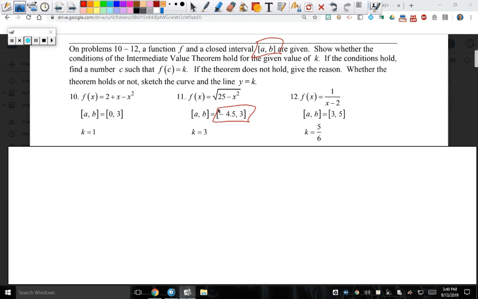Guys, I know it's been a while because we're now doing a lot of unit 2. What did the k value represent? The y value. If the conditions hold, then find c where f of c would equal k. In other words, where they would intersect. Where that y equals 3 in this case would intersect this graph. If the theorem does not hold, give the reason.